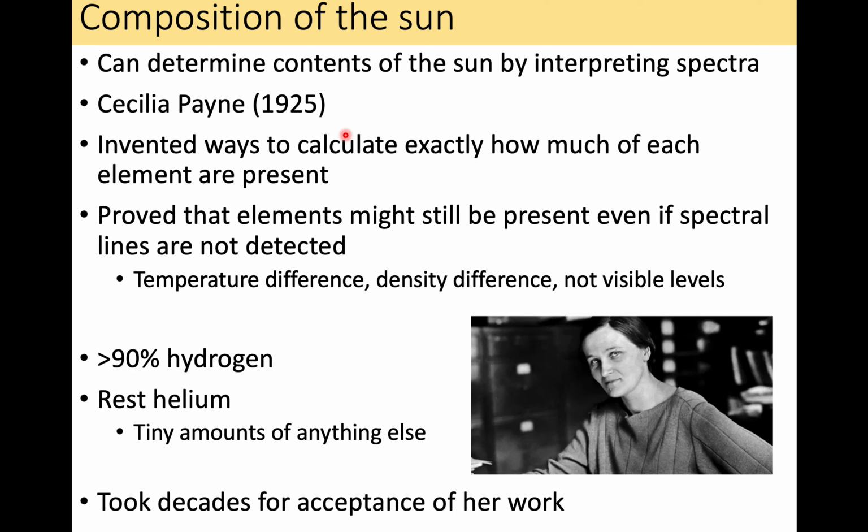So even if the spectral lines are not detected, that doesn't mean that the element isn't there. It might be not the ideal temperature for that element, might be a difference in density, or that element is not at visible levels. So she was able to say the sun is about 90% hydrogen, the rest is helium, anything else is in really teeny tiny amounts. She was pretty accurate in that most of the sun is hydrogen, the rest is helium, and everything else is pretty much everything else, but it's more like 75% hydrogen, 25% helium. It did, however, take decades for her work to be accepted and used and shared.